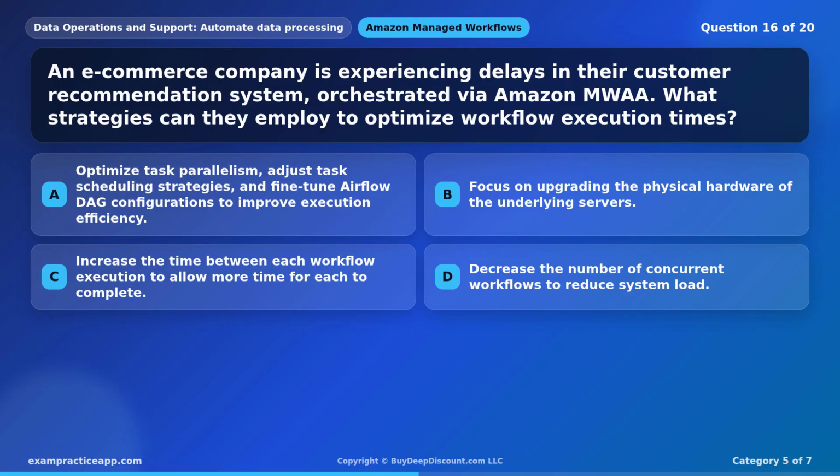The correct answer is Option A. Optimize task parallelism, adjust task scheduling strategies, and fine-tune Airflow DAG configurations to improve execution efficiency. Explanation. To optimize the execution times of workflows in Amazon MWAA, the e-commerce company should focus on optimizing task parallelism, adjusting task scheduling strategies, and fine-tuning the Airflow DAG configurations. These adjustments can significantly improve the efficiency of workflow executions, reducing delays in the customer recommendation system.